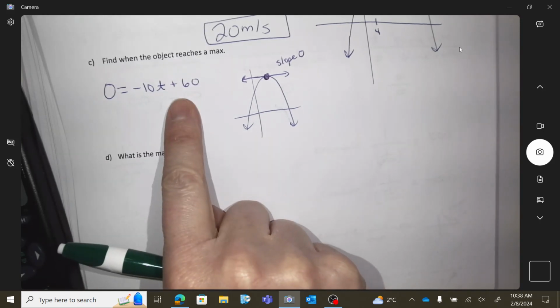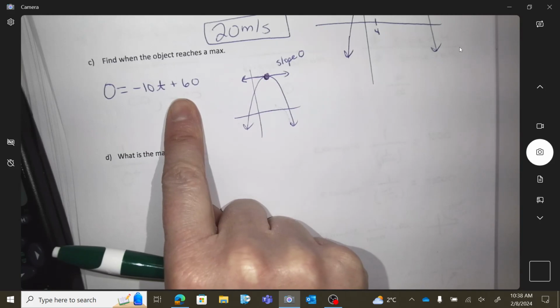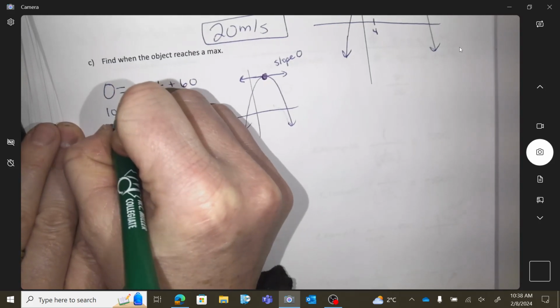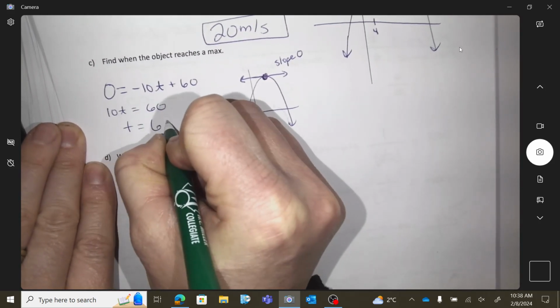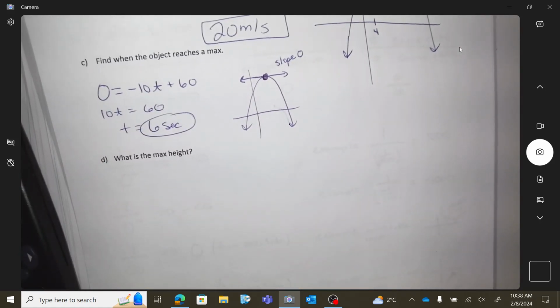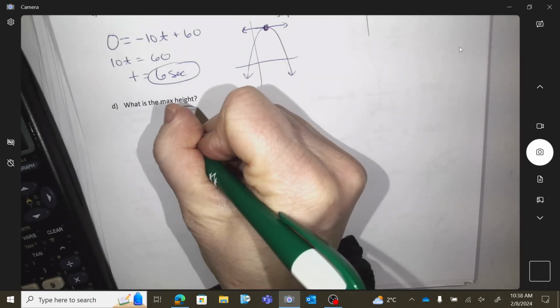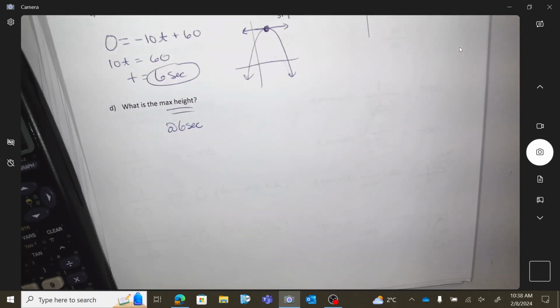That's my slope equation. I'm not using my equation of the height. I'm using my slope equation. So at 6 seconds, it's going to reach that top. And what is the max height? So I'm going to plug in 6. Where do I plug in 6? Should I plug it into the slope equation or the equation at the start?